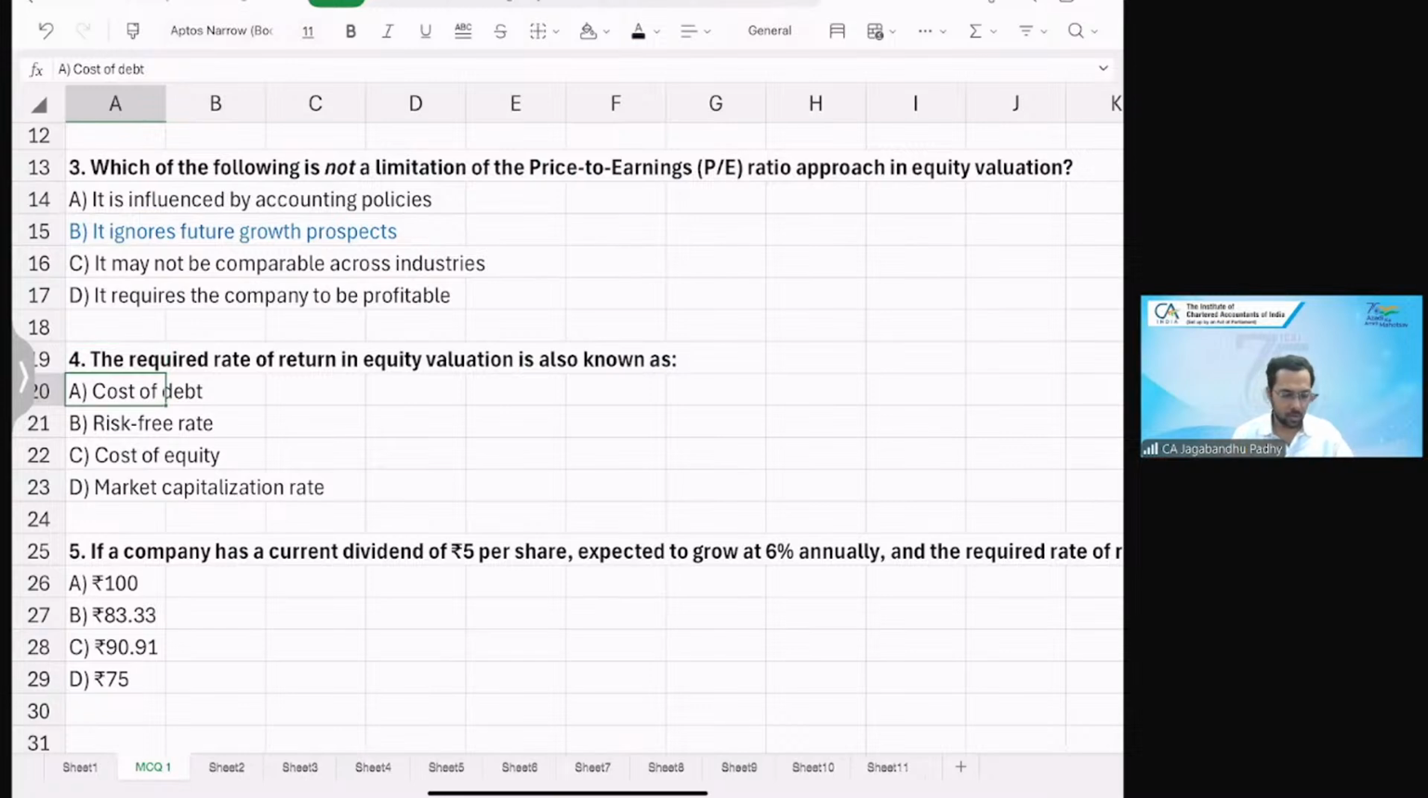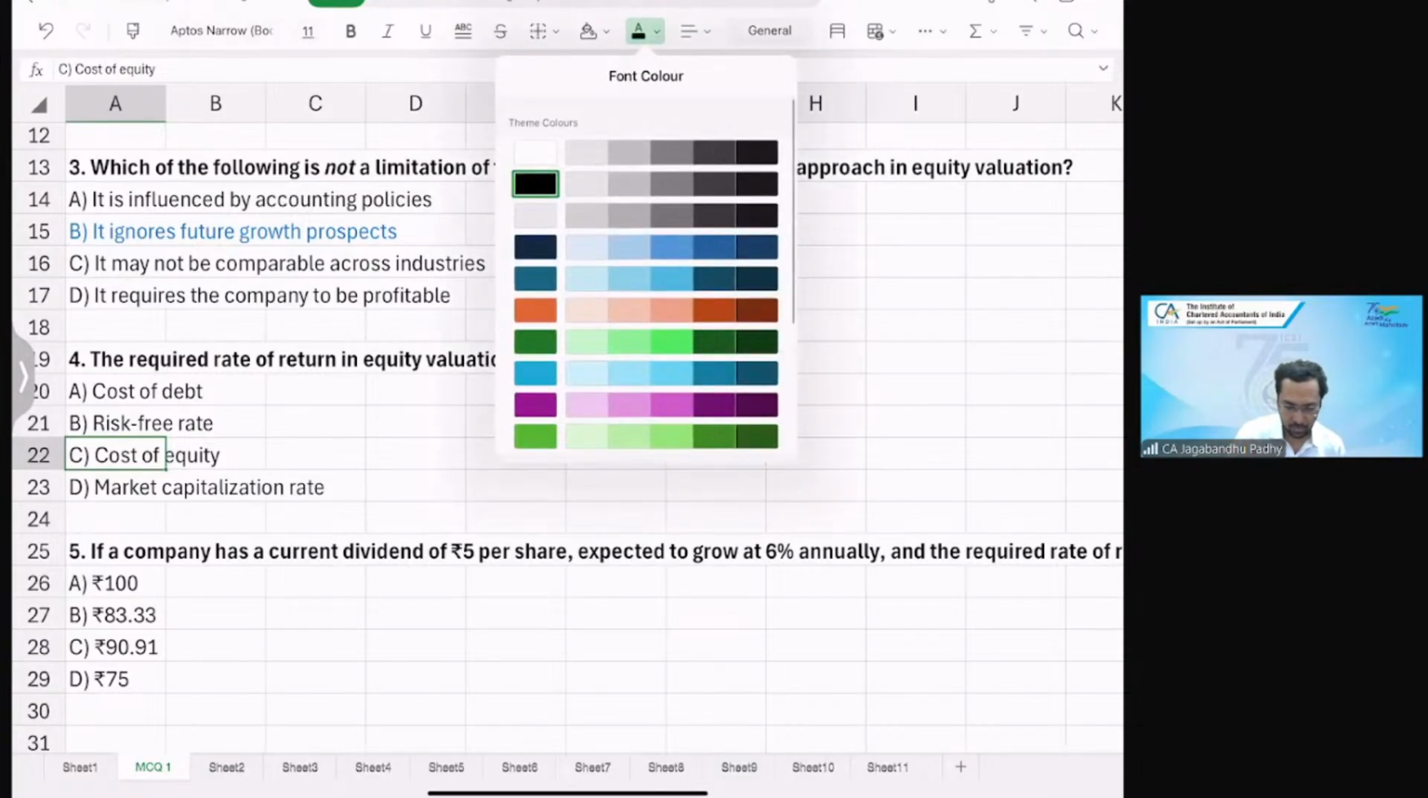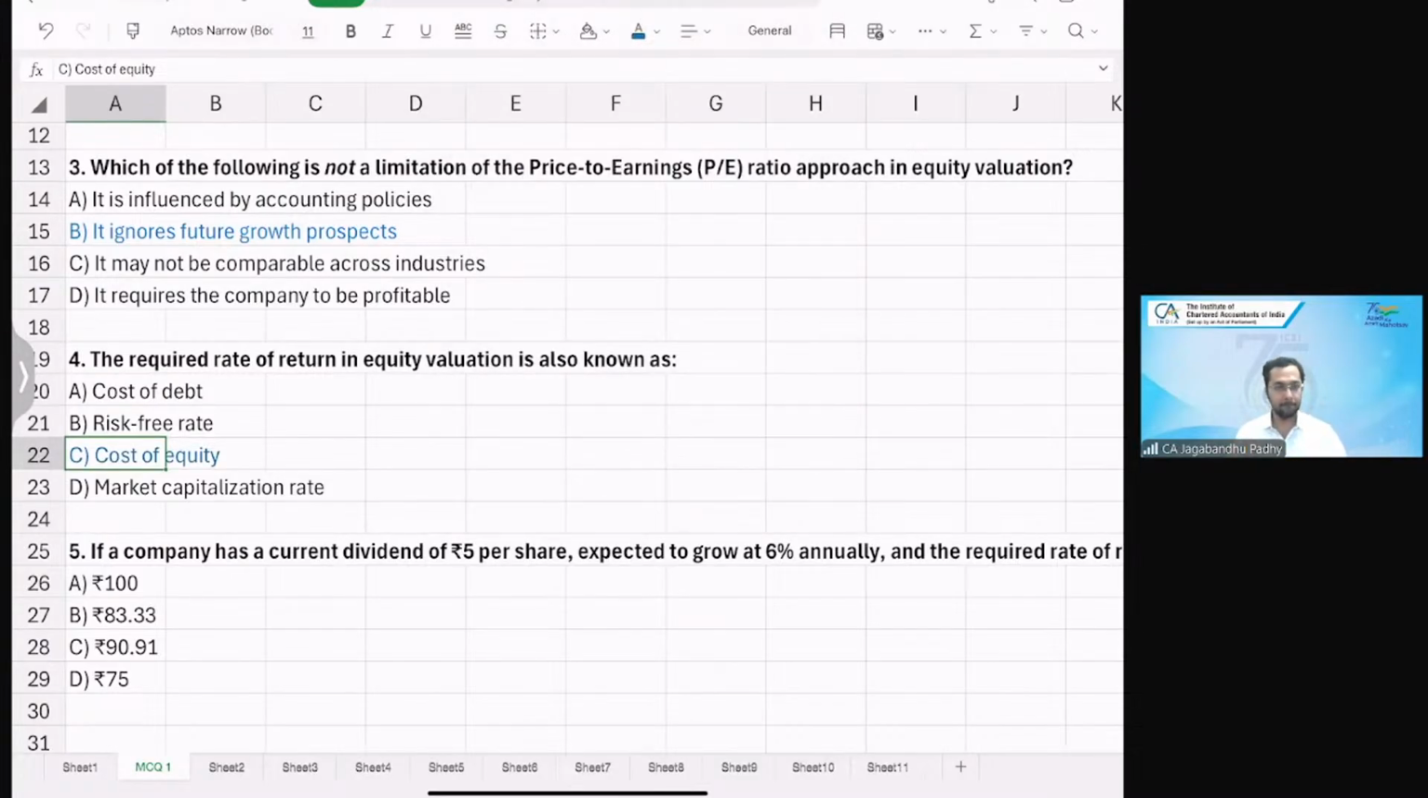Okay. What is the answer for question 4? Cost of equity. The required rate of return is also known as the cost of equity. Absolutely correct.